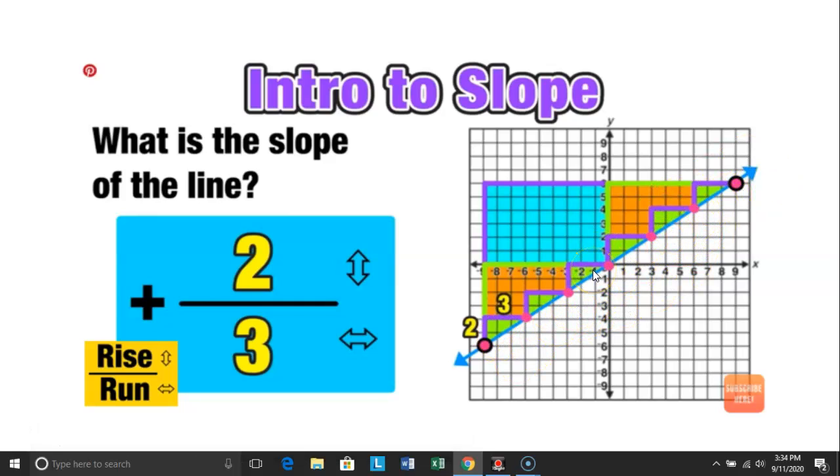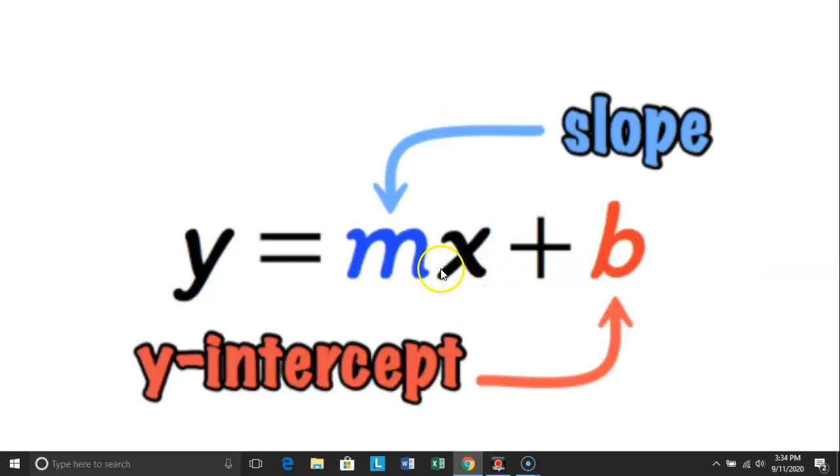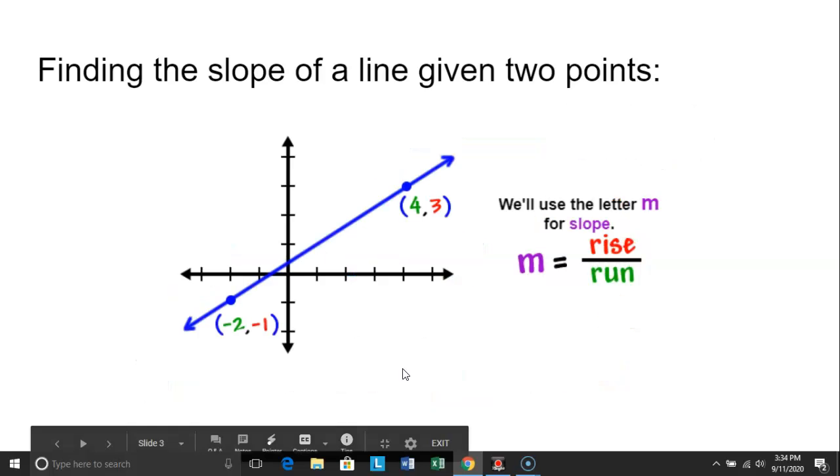And then you will also encounter this equation. This is your slope-intercept form. Okay, so your y is equal to mx plus b. That's your equation, and then we're gonna discuss that further, where m here stands for slope and b is your y-intercept. Next one, given 2 points, finding the slope of a line given 2 points.